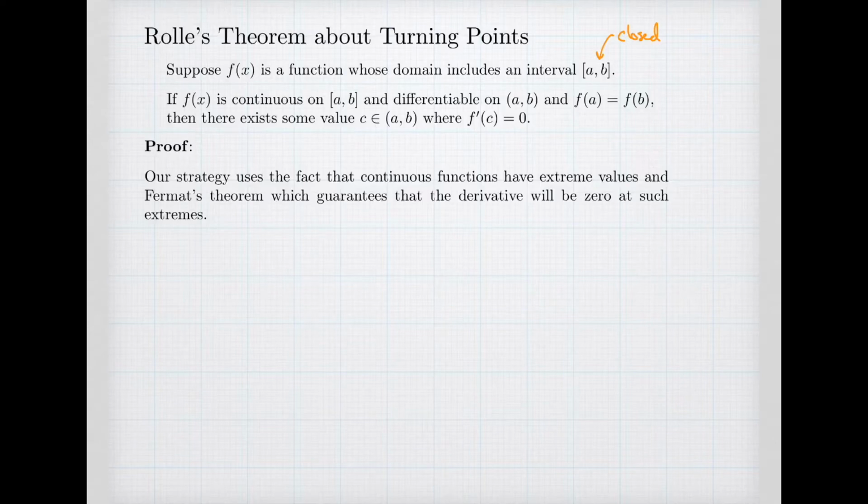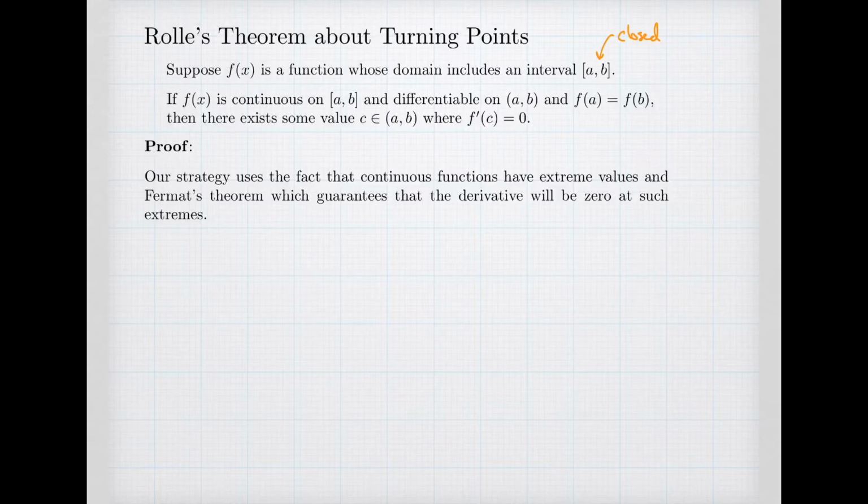Rolle's theorem then guarantees that there exists a value c which is between a and b. So this says c is in the interval a to b, and at the point c, f prime equals 0.